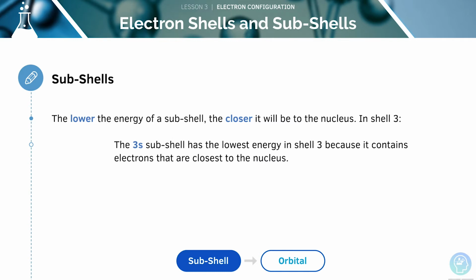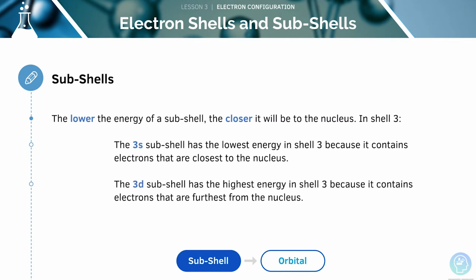The subshell S has the lowest energy because it contains the electrons that are closest to the nucleus. This means that in the third shell, the 3s subshell is going to have the lowest energy because it contains the electrons that will be closest to the nucleus. The 3d subshell will have the highest energy since it is the furthest from the nucleus.